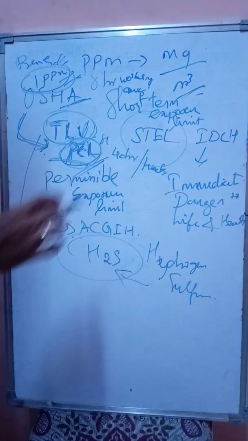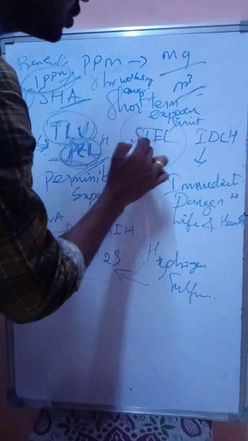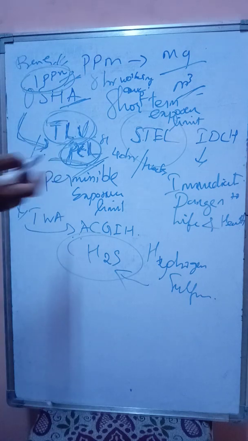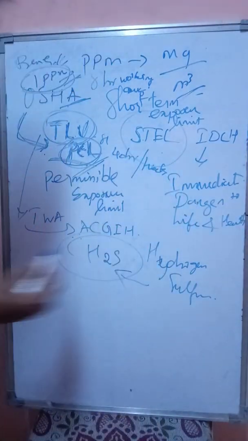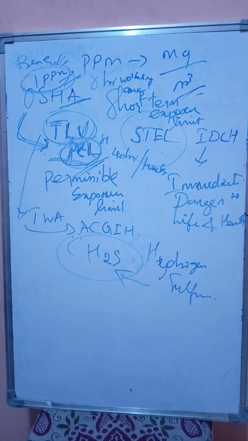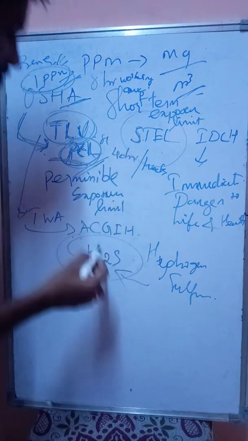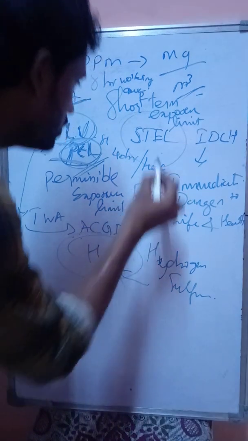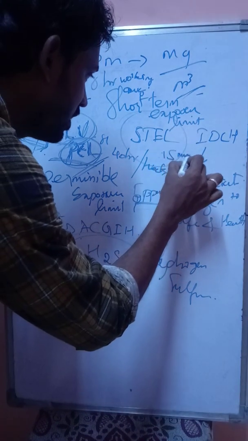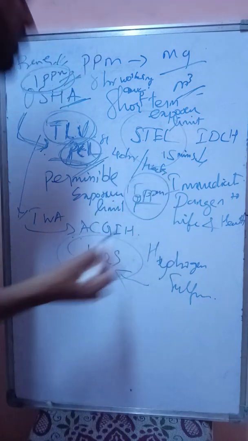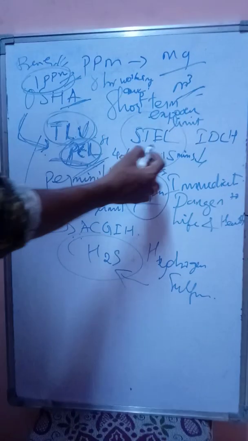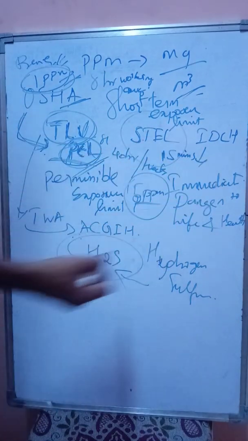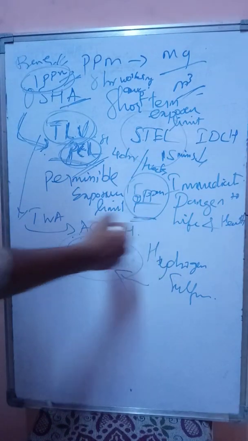The next one is STEL, the short term exposure limit. For benzene it is 5 ppm, and it applies for 15 minutes only. With a leak of 5 ppm of benzene in the atmosphere, a person can work up to a maximum of 15 minutes. You should not be there after that. That is the allowable limit for this concentration.